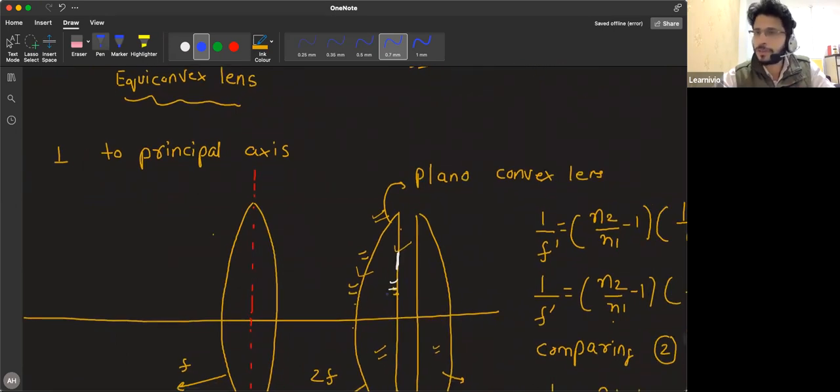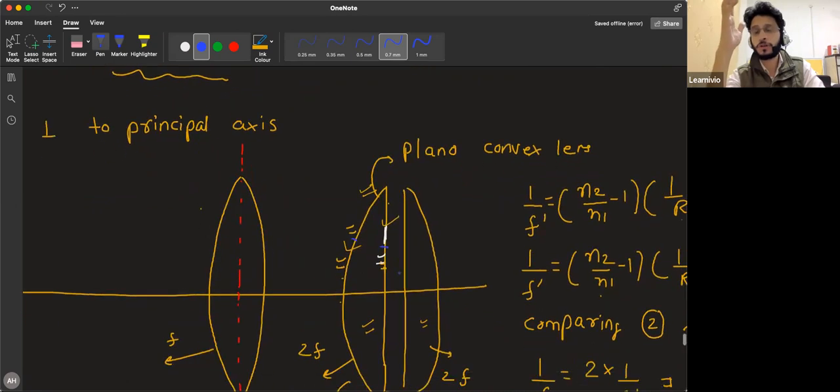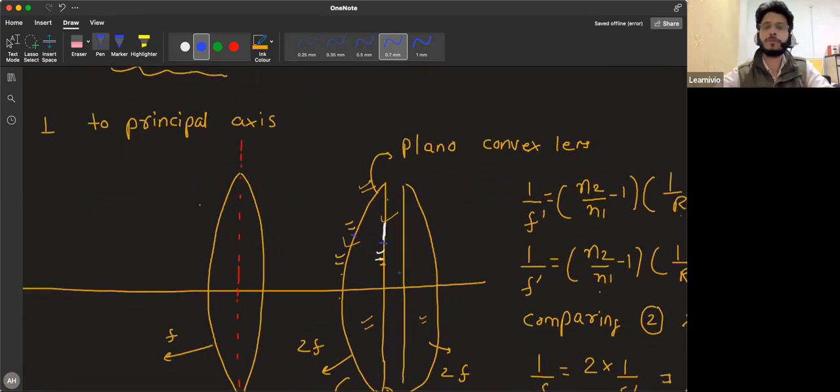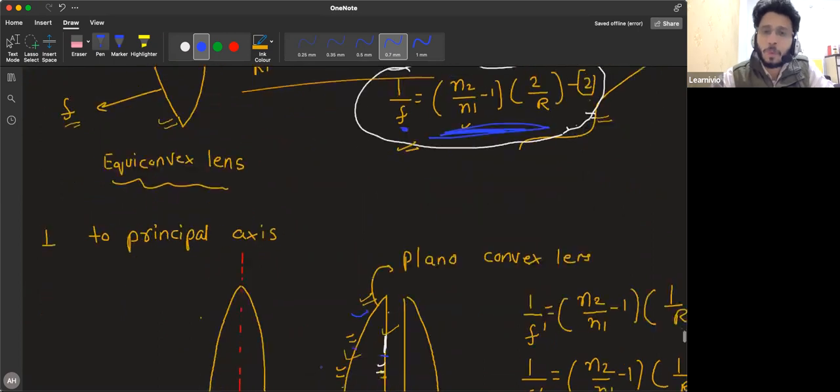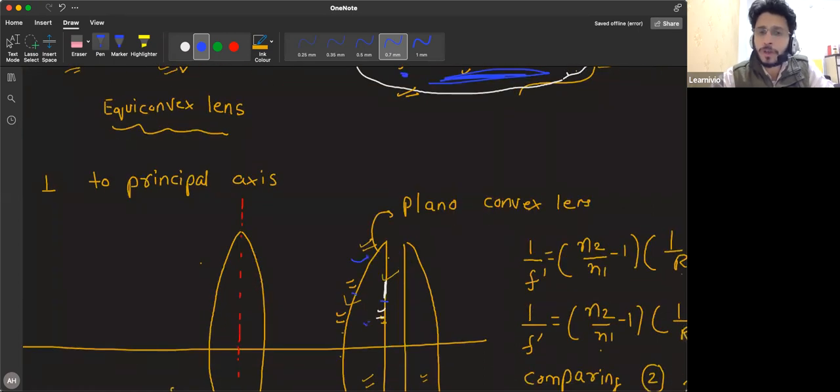So it's not a convex lens now, right? One surface is convex, another surface is plane. So you have a plano-convex lens now. If you take a convex lens and divide it into two parts, you have two plano-convex lenses now. Now the question is, if the focal length of the equiconvex lens is F, then what is the focal length of this particular lens or this lens? You have to calculate the focal length of one lens.